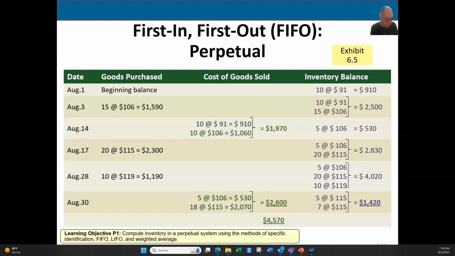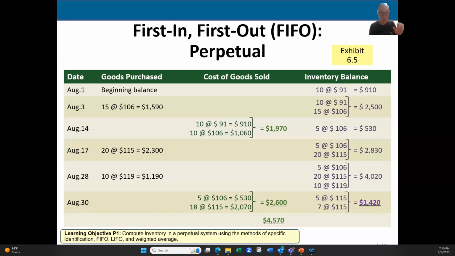I sold another 10 units from that first purchase. I purchased 15 bikes at $106. I sold 10 of them. Remember, I sold 20 units on that day. Sold through my beginning balance, plus I went into that first purchase. I sold 10 bikes at $106. $1,060 cost of goods sold, plus the $910 cost of goods sold. Total cost of goods sold for August 14th, $1,970.